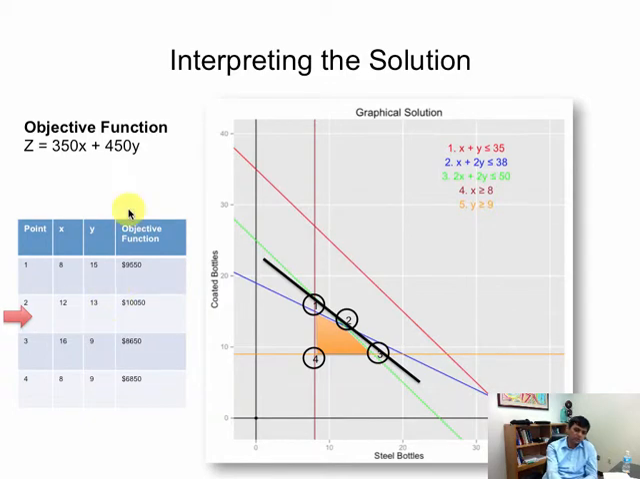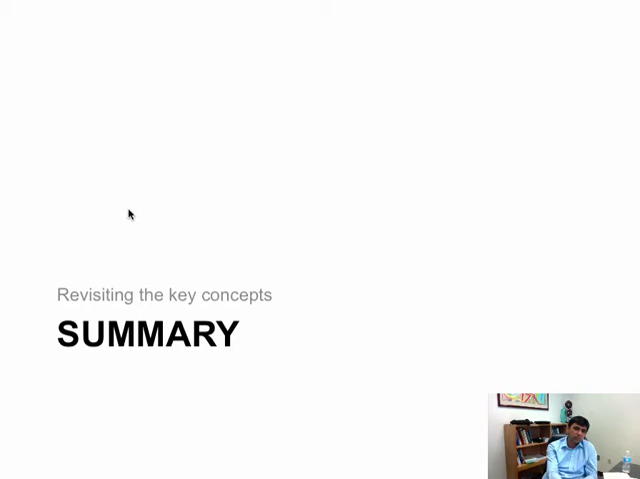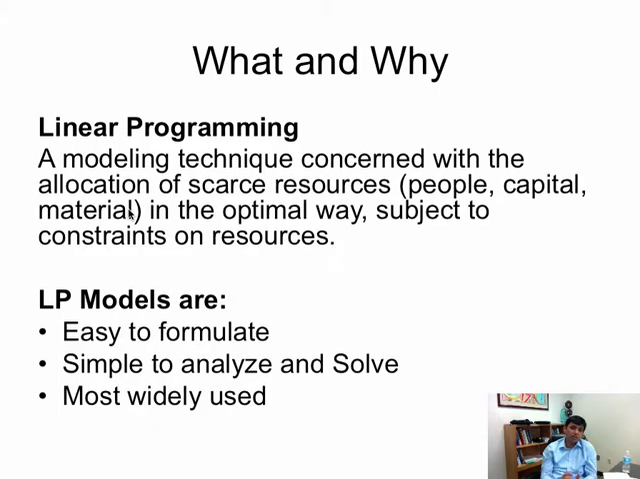So let's revisit the key concepts that we have observed so far. We will now give a definition to linear programming. It is a modeling technique concerned with the allocation of scarce resources. These resources could be people, capital, or material, in the optimal way subject to constraints on resources. And LP models are easy to formulate, simple to analyze and solve, and are one of the most widely used models in the area of operations research.